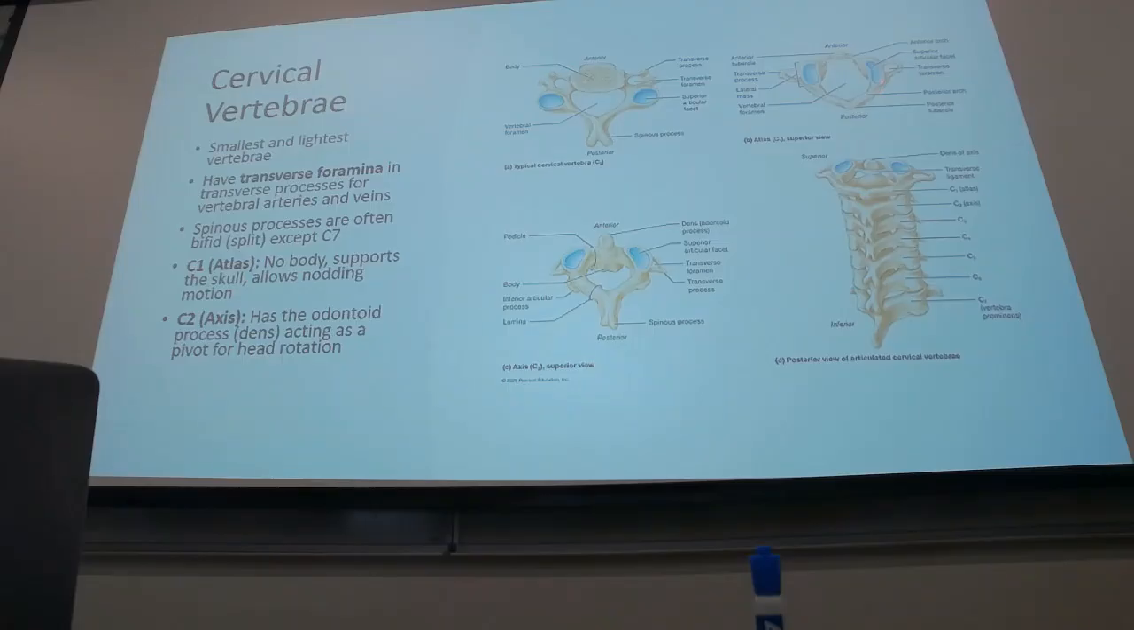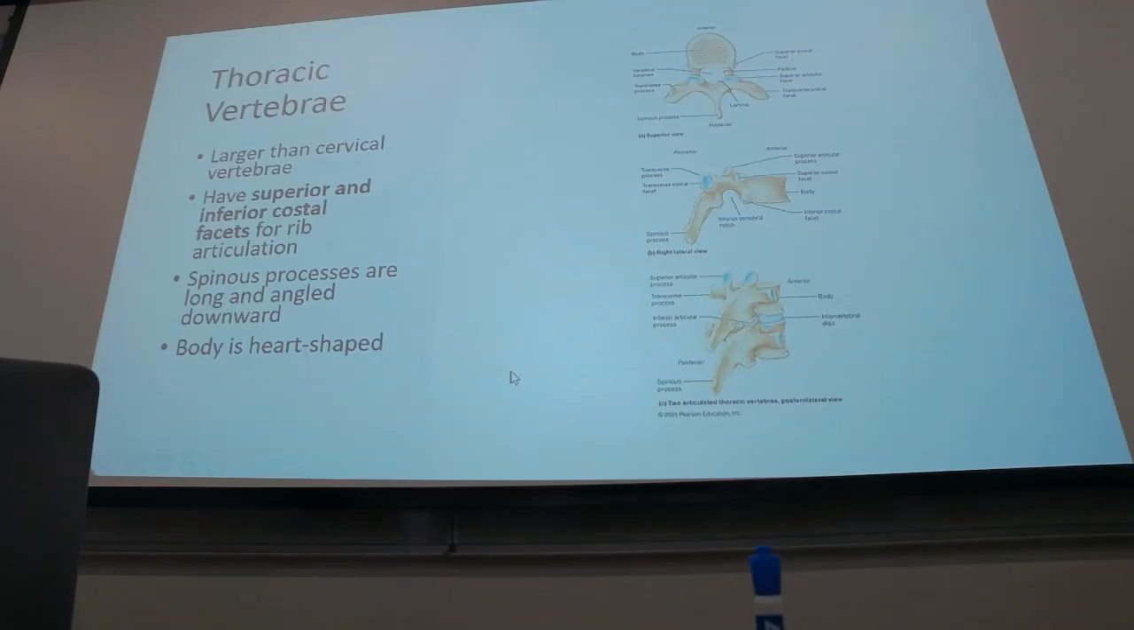So this forms the atlantoaxial joint. We have a transverse ligament that holds the dens in place. And then this one has a body, and it has the rest of the parts as the other typical cervical vertebrae. So we will continue with thoracic and the rest of the vertebrae.